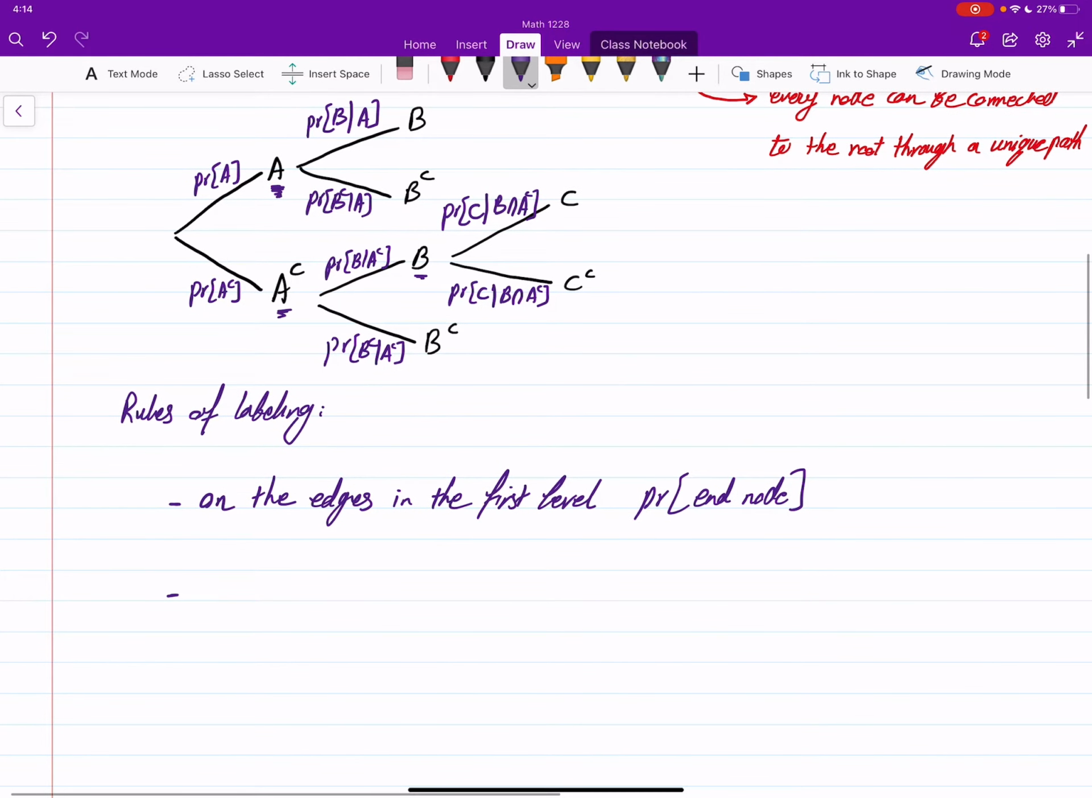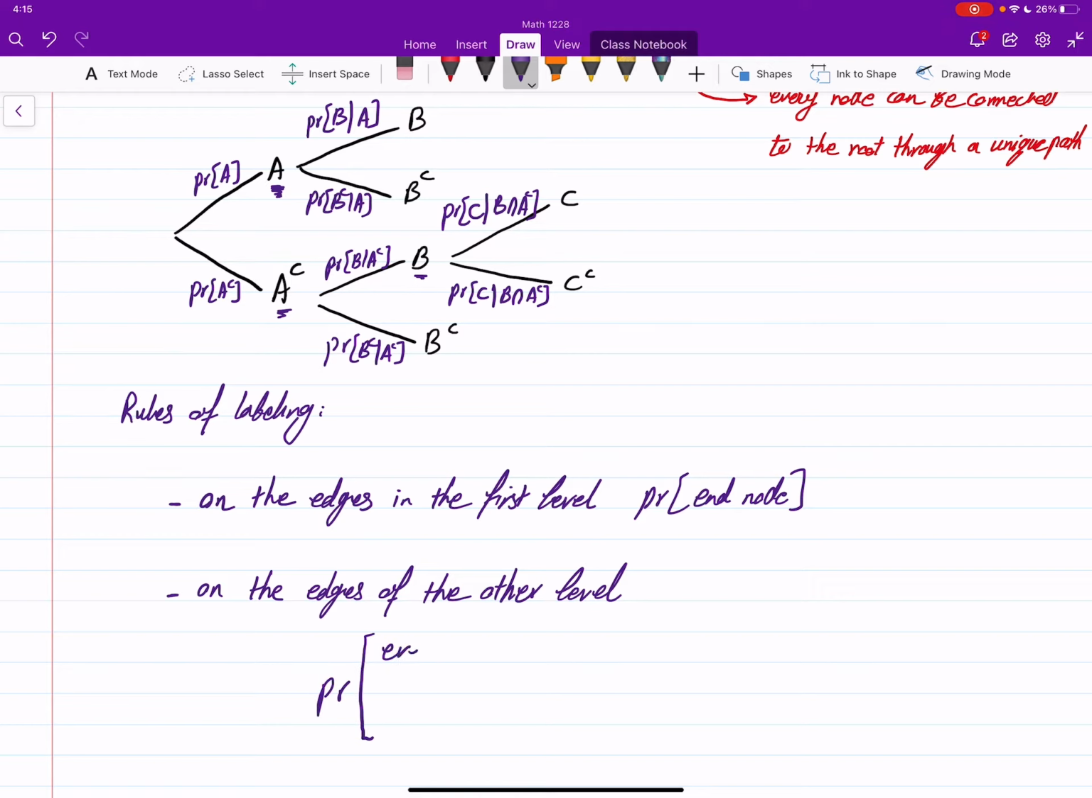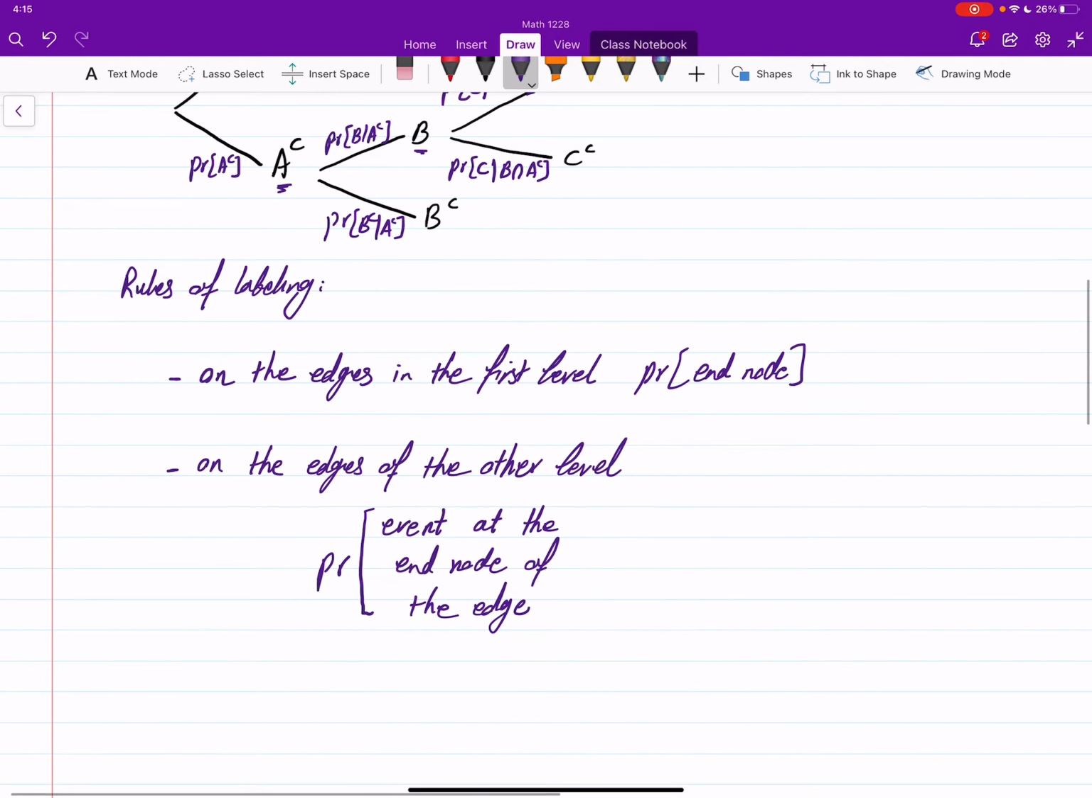For the other levels, we put a conditional probability. What would be that conditional probability? It is the probability of always the event at the end point, or end node, of the edge. So that is always there, like even in the first level.